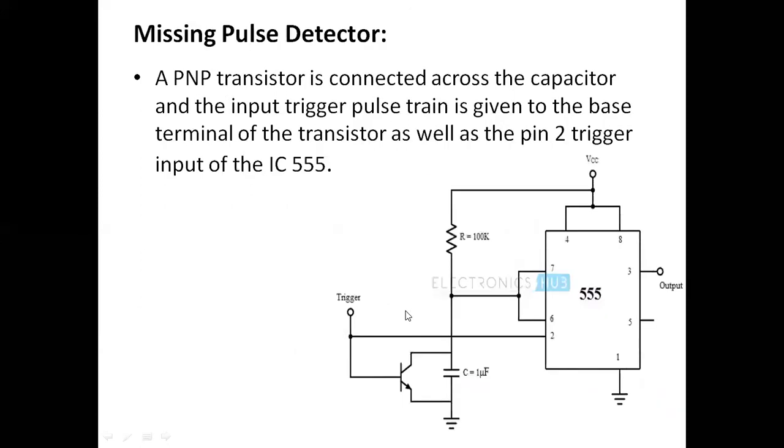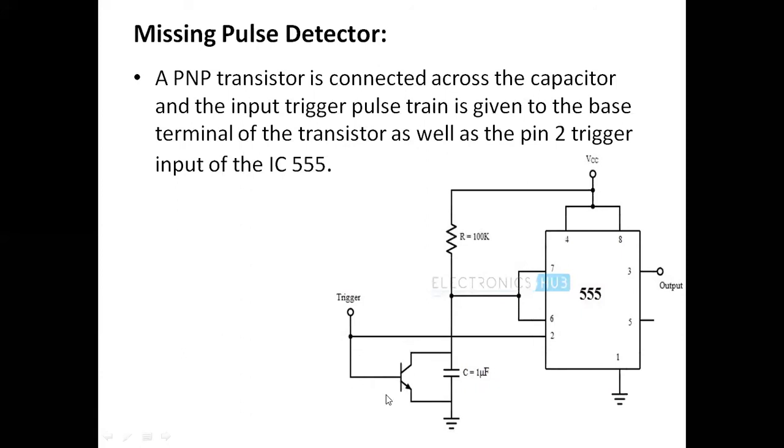And the fourth one is the missing pulse detector. A PNP transistor is connected across the capacitor, and the input trigger pulse is given to the base terminal of the transistor, as well as to pin 2, the trigger input of the 555. So here we are using a PNP transistor across the capacitance C, and the base of the transistor is connected to the trigger input.